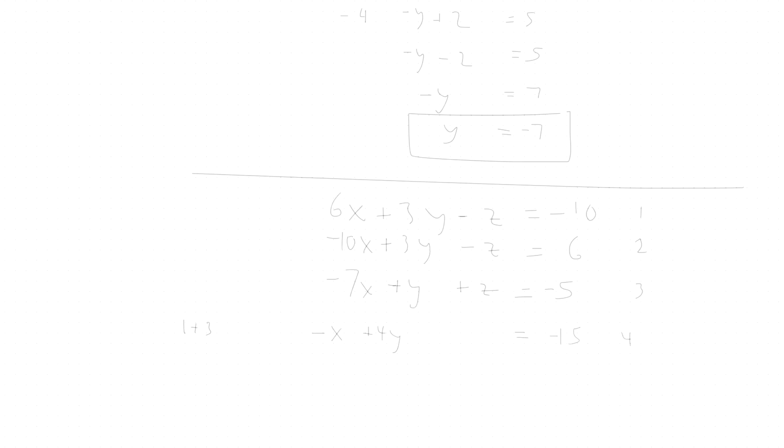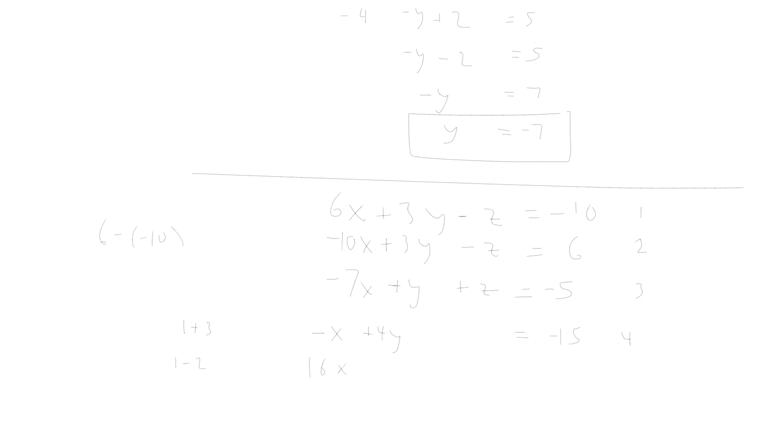Okay, so what's the next step? We added 1 and 3. Now what are we going to do? Subtract 1 and 2. Yeah, 1 minus 2, yep. 6x minus 10x, how much? Would that be 16x? 6 minus 10. Yes, that's 16. Yes, so 16x.